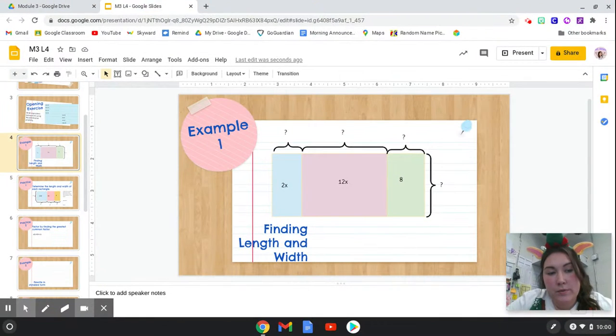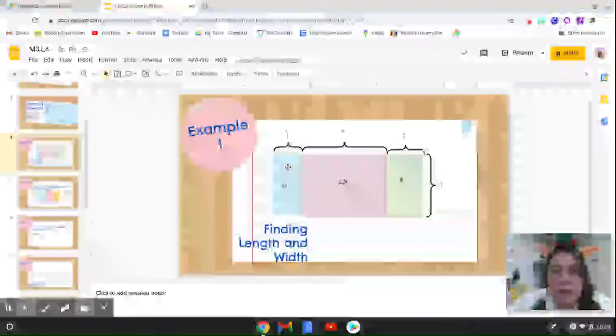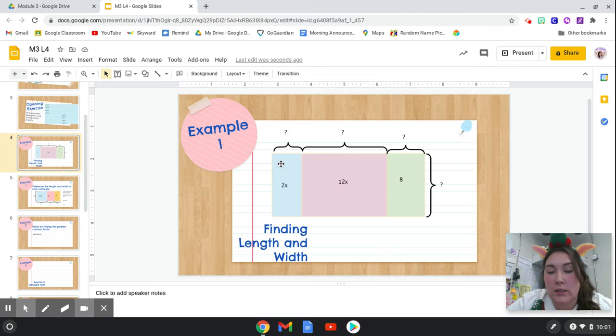Okay, so before we were working on finding area when we had these rectangles and arrays. This time we are going to work on finding the different lengths and widths of each rectangle. So when we are given problems like this, we will have a rectangle with all the different areas.